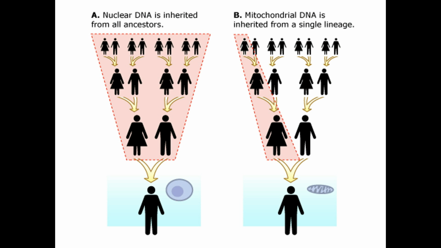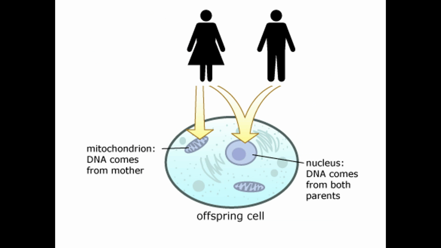Mitochondrial DNA is matrilineal. So a single lineage from the mom's line: your mother, your mom's mom, so your grandmother, your grandmother's mother, and so on. It's a matrilineal lineage. Now, here you have your mom, you have your dad. The mom's nuclear DNA in the egg and the father's nuclear DNA in the sperm, given they're haploid, fuse together to form your chromosomal DNA. But your mitochondria come from your mom.